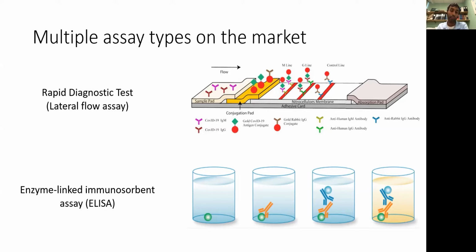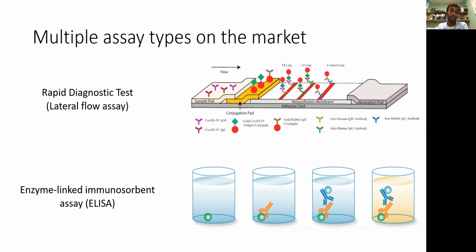And so a positive IgM test will have a line at the M end spot and one at the control spot, whereas a positive IgG test will have one at the G line and the control line. And in patients who have both antibodies, all three lines should appear.